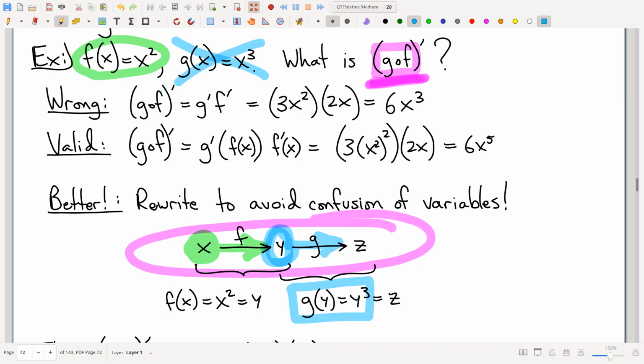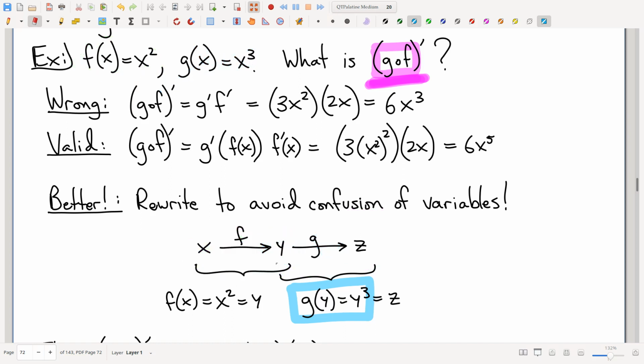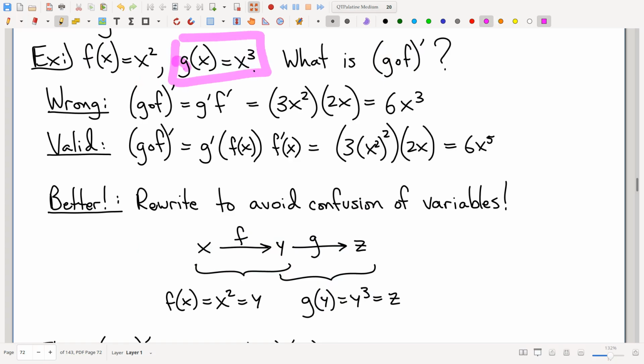I emphasize, it's still the same function. I have not changed the g function at all. Same exact function. g is the function that takes whatever you give me and it cubes it. Just writing it in terms of a different dummy variable. Now, having done that, how does that solve our problem?